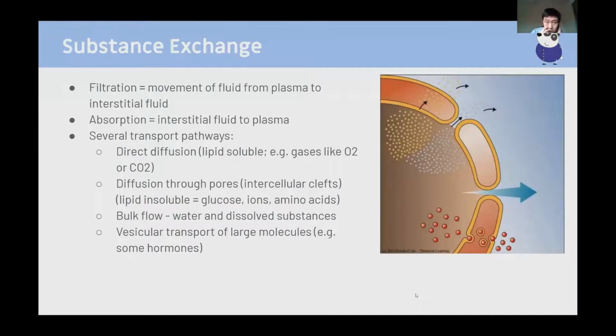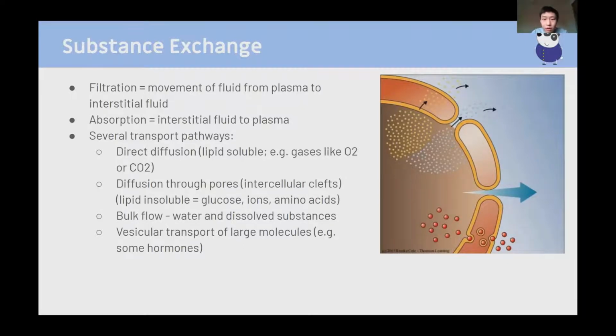Okay, substance exchange, not the most important thing in my opinion, but just vaguely know them and I think you'll be fine. So filtration is when you get movement of fluid from plasma to interstitial fluid, and absorption is just the opposite. So it's when you get movement from interstitial fluid to the plasma. So there's several ways this can happen. The first thing is just through direct diffusion.